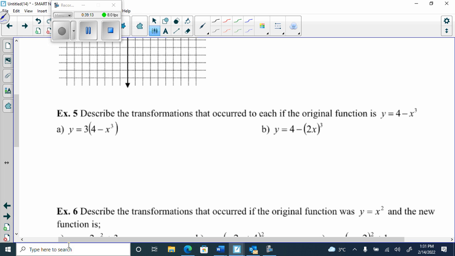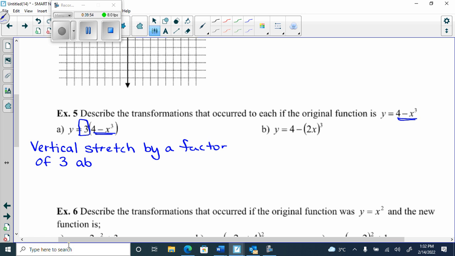Example 5. So the original is 4 minus x cubed. Do you see it? It's now, this stayed the same, didn't it? Is that the same? Do I have to describe anything about the 4 minus x cubed if it was what was there already? No. The only thing I have to describe is this 3 sitting in front. What do you think that 3 is sitting in front? A vertical stretch by a factor of 3 about the x-axis.